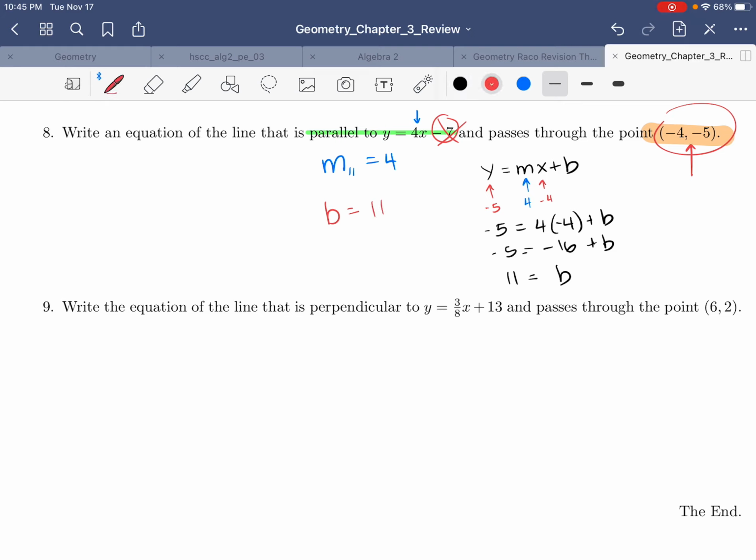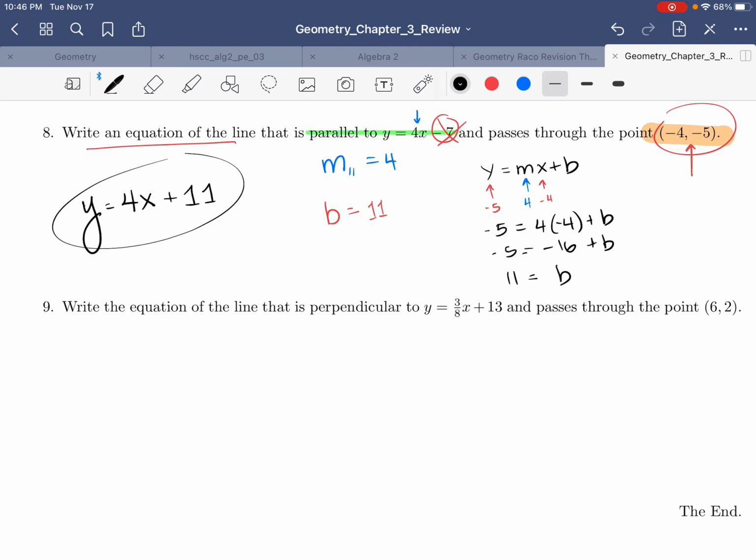I'll make that look like parallel lines, so I'll just fix that a bit. The last thing we're going to want to do is write the equation. So it says write the equation of the line. So our equation is y equals our slope, which is 4, times x, plus our y-intercept, which is 11. And this is our answer for question number 8.